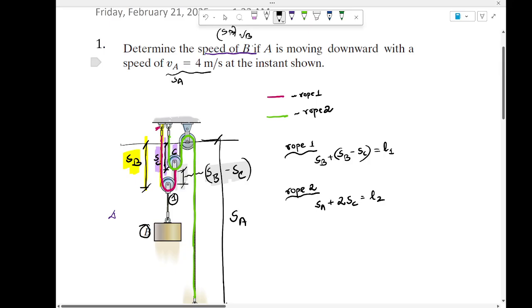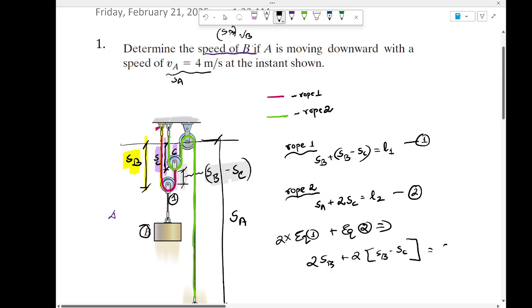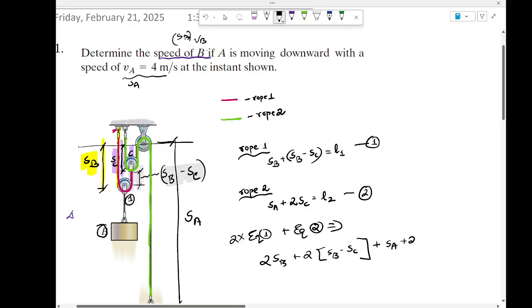So let me do it. So like this is my equation number 1. This is my equation number 2. I can write equation 1 multiplied by 2 plus equation 2, and then I'll have 2SB plus 2 multiplied by SB minus SC, plus SA plus 2SC, equal to 2 multiplied by L1 plus L2. Does everybody understand this algebra? I'm just multiplying the first one by 2 and then simply adding them up. Does it make sense?